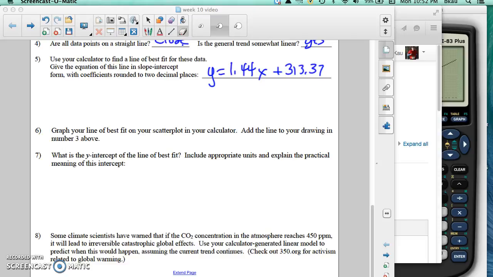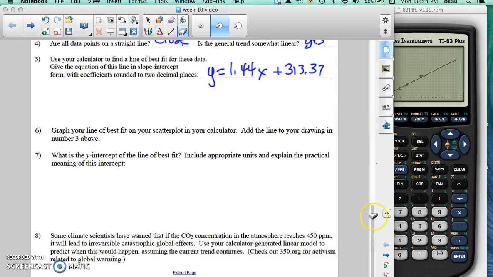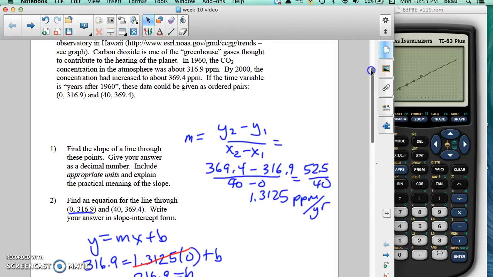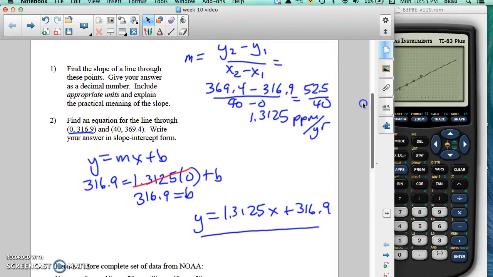Okay, and we're going to finish up here in this linear graphing problem, the scatter plot that we'd started in the previous video. Let's take a look at where we were. We had found the slope. We found a model using 2 points.